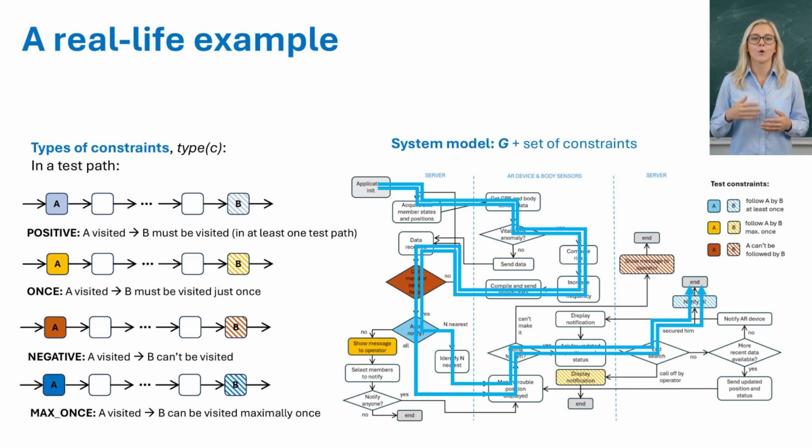Finally, we may prefer a certain part of the workflow to be tested more intensively. For this purpose, we will use the positive type of constraint. In the parts of the workflow marked by this constraint, we will make the algorithm computing the test paths create multiple paths that explore various alternative flows in the marked section.